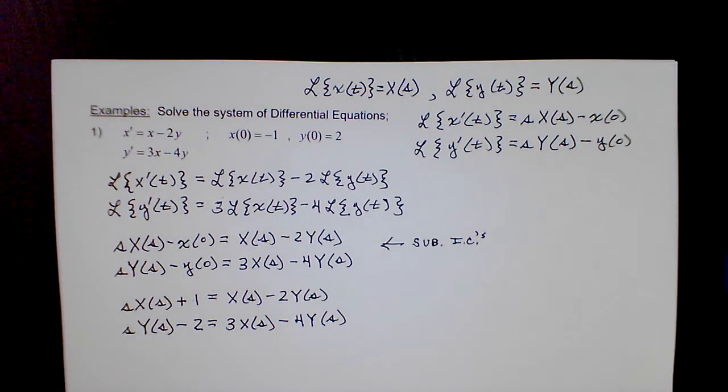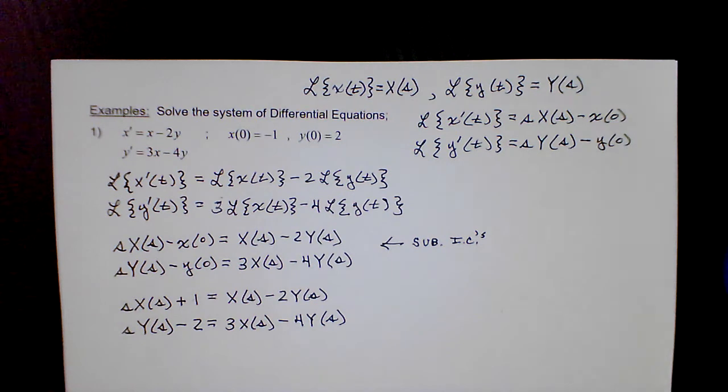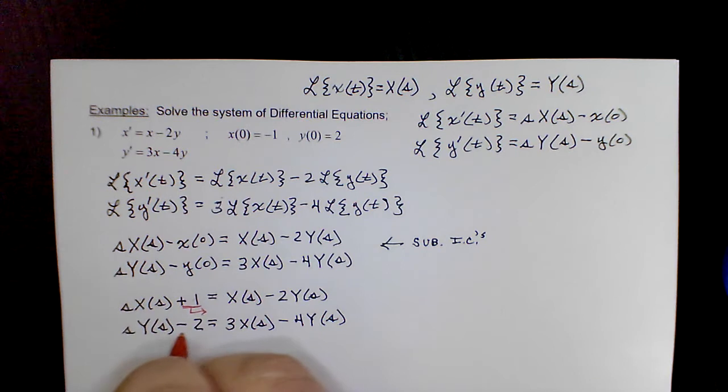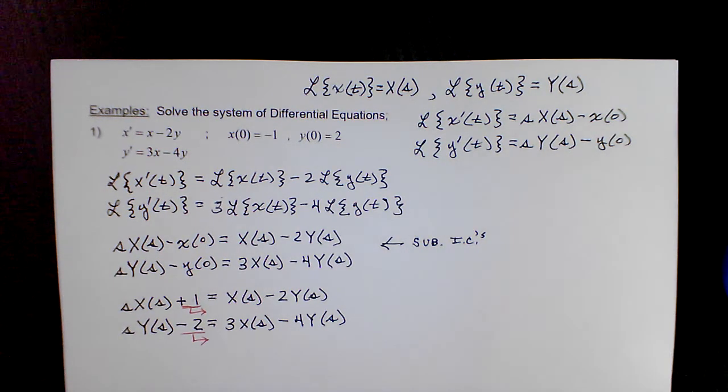Okay, now at this point we want to gather all of the terms that contain X of s and Y of s on one side of the equation and everything else on the other side. And at the same time, let's do a little mental algebra. We're going to move this 1 to the right, and we're going to move this negative 2 to the right. But I want to do some factorization at the same time and write the X of s and the Y of s to the right of what's being factored.